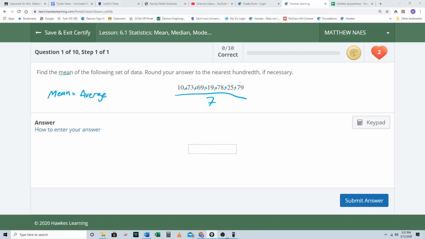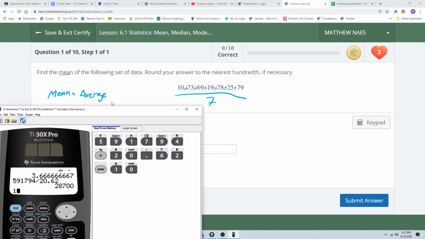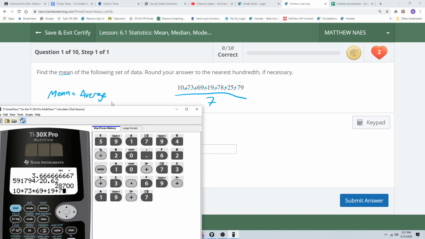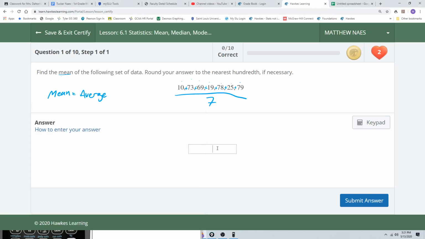If you want to do it in the calculator, feel free to use the calculator. I'll move this over so I can see all the numbers. 10 plus 73 plus 9, 9 plus 19 plus 8, 25 plus 79. Enter, and then I'm going to divide that by 7. That's 50.43 if you round to the nearest hundredth, so 50.43.